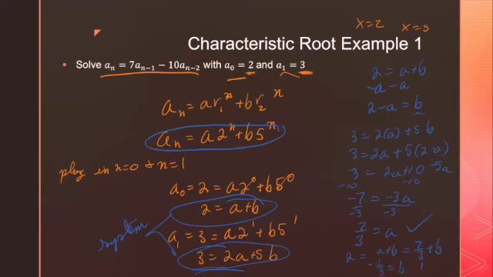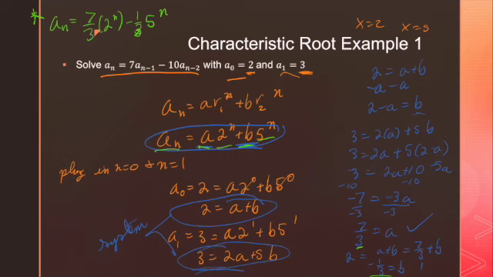Now I have my coefficients a and b, right? So I can rewrite this. Final answer is a sub n equals a, which is 7/3, times 2 to the n, minus 1/3, which is b, times 5 to the n.